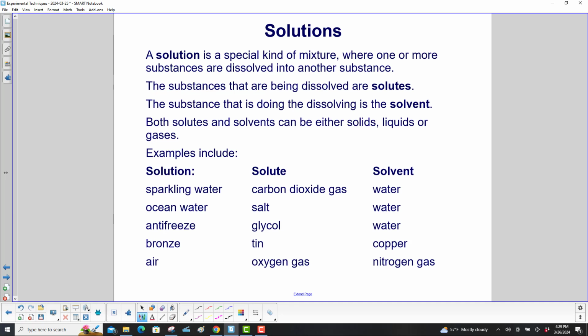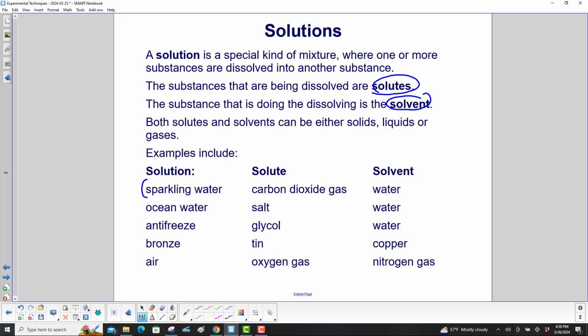A solution is a special kind of mixture where one or more substances are dissolved into another substance. The substances that are being dissolved are solutes. The substance that is doing the dissolving is the solvent. Both solutes and solvents can be either solids, liquids, or gases.